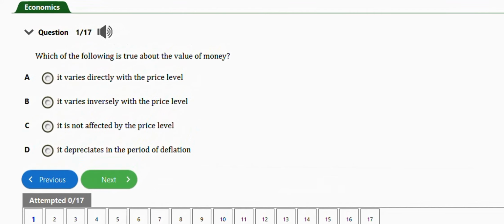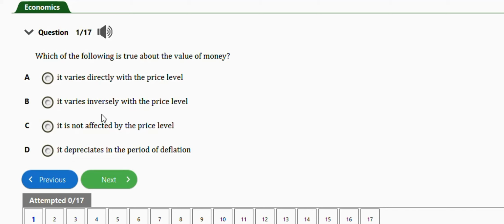In this video, we're going to learn how to solve JAMB economics problems under the subtopic types of money and value of money. So guys, we have about 16 to 17 repeated questions to practice with in this video. Let's get started.